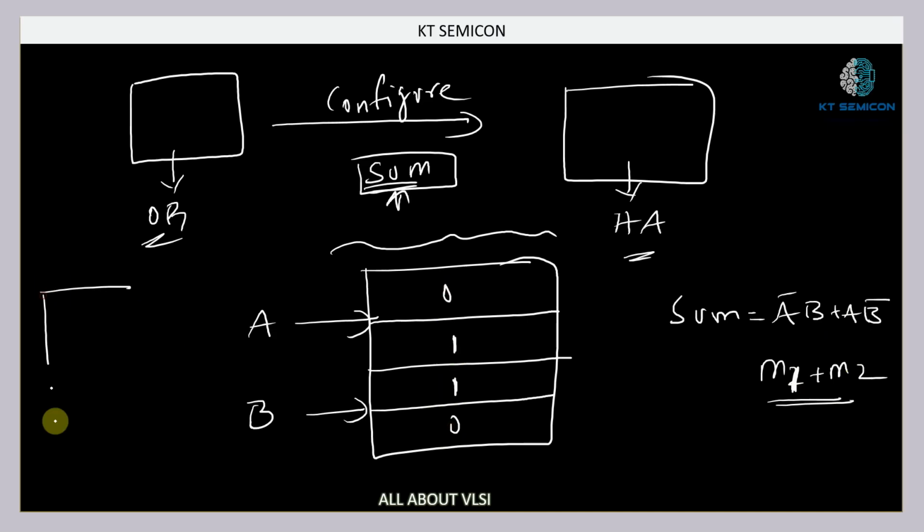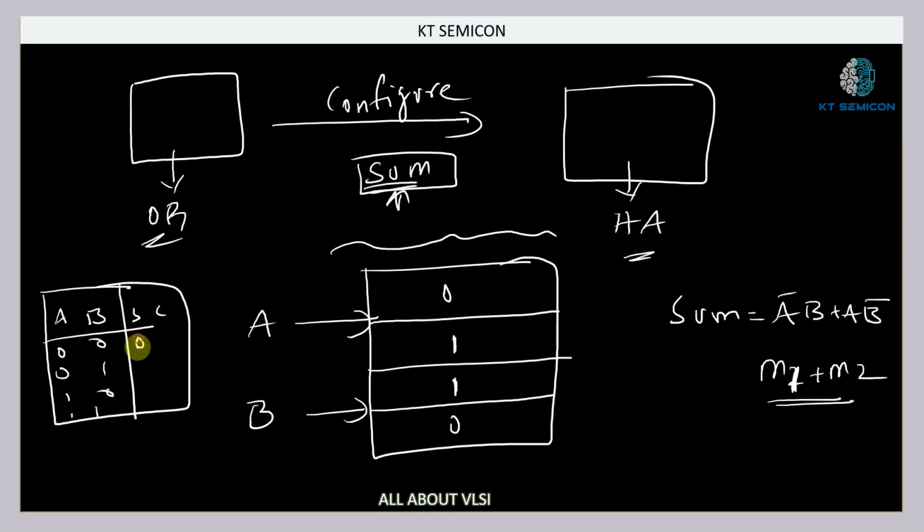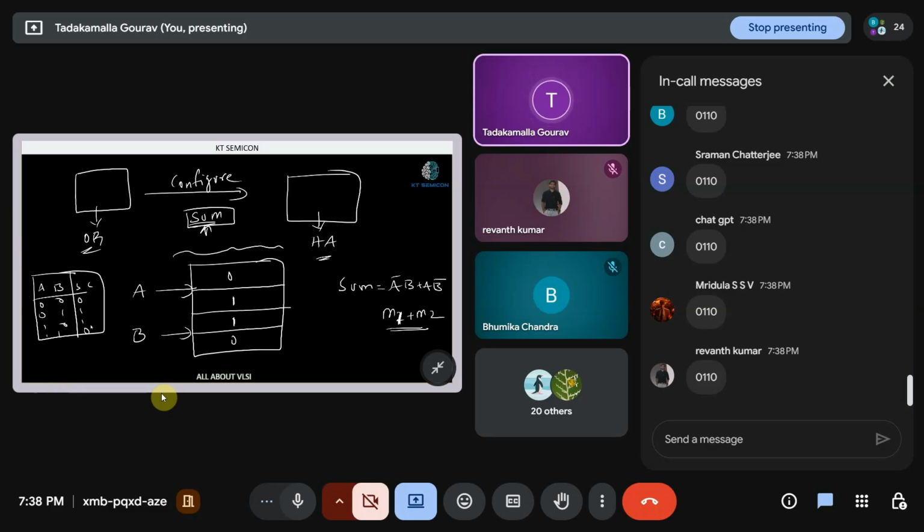Or else you can also refer to the truth table of your half adder, where we have A and B: 0 0, 0 1, 1 0 and 1 1, and sum and carry: 0 1 1 0. Is it clear for everyone? Yes or no?